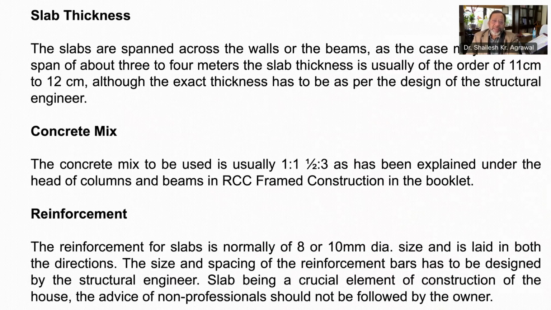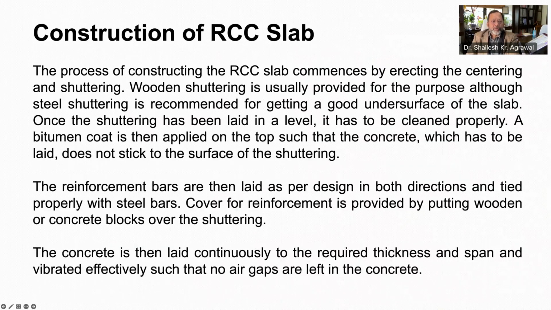Although it should be as per structural design, the concrete mix usually is 1 is to 1.5 is to 3. The steel bars are normally 8 to 10 mm dia laid in both directions at a spacing of 6 to 8 inches. However, again, my advice is to get the design done from civil engineer with regard to thickness, mix, and reinforcement, and advice of non-professionals and thumb rules are to be avoided.